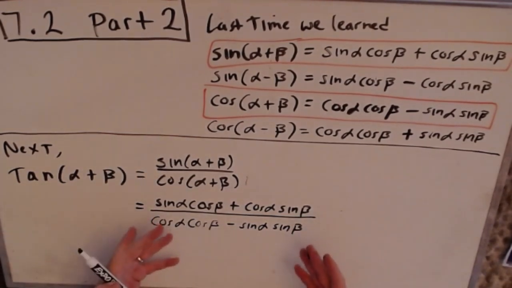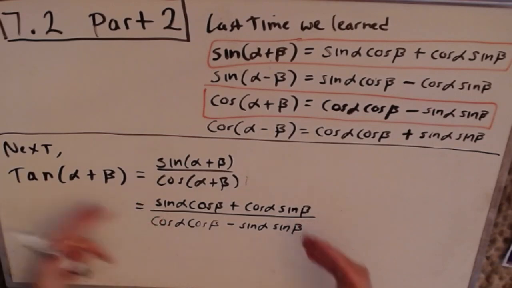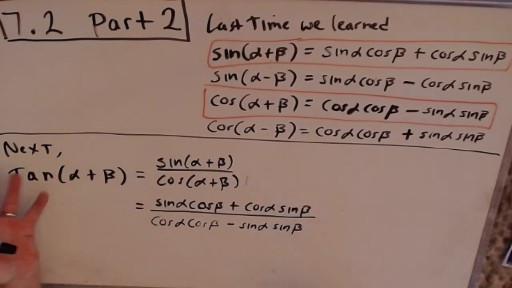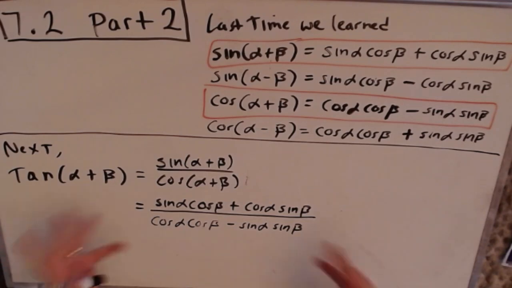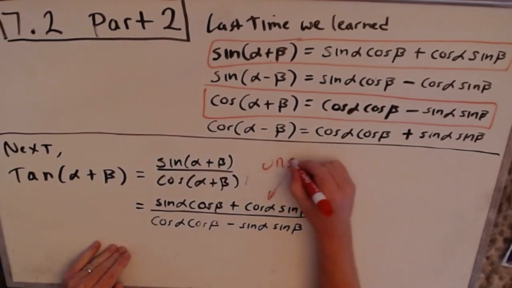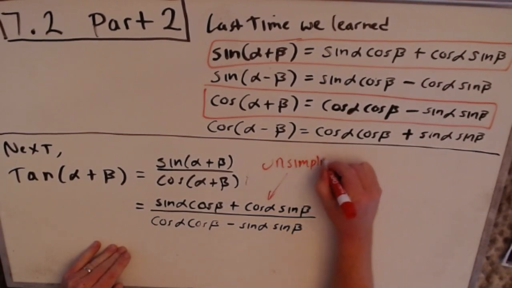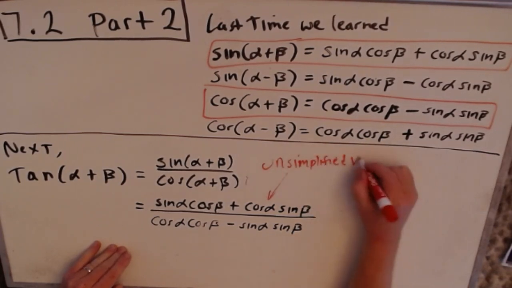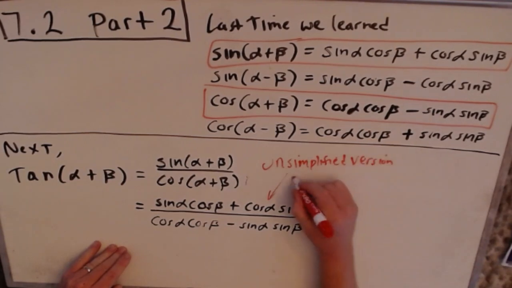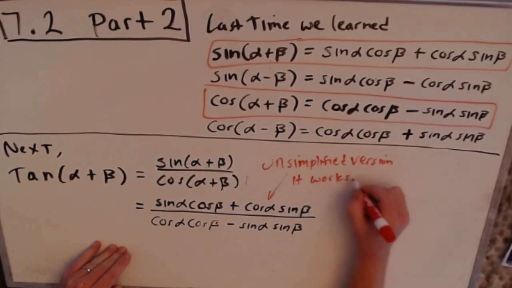Now you could stop there if you want. This is a formula for the tangent of the sum. So if you want, you could just use this version of it. I know I've done it before. If I can't remember the other version, I know that this version is always there. So this is the unsimplified version. It works. It's just messy.